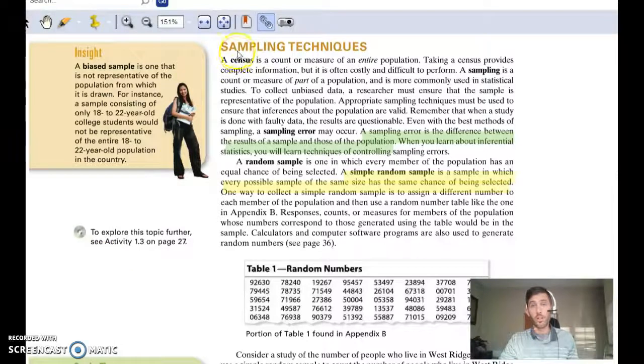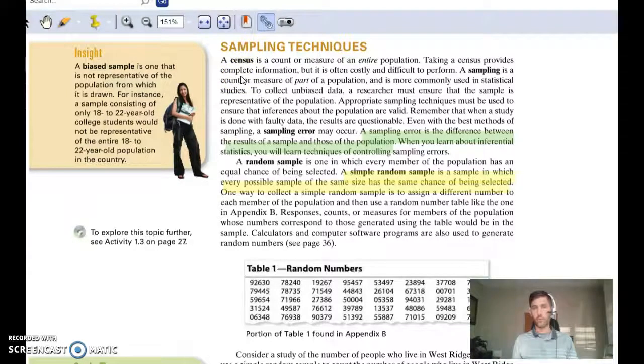The best thing you can do is a census, and that's when you look at the entire population, because then you have all the information, you've looked at everybody. Usually that doesn't make sense. There's too many people in the population to really take everybody into account. But if you can, take a census, you have the entire population. So if we can't get everybody, then we have to use one of our sampling techniques.